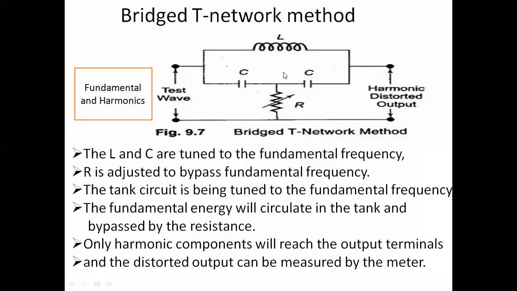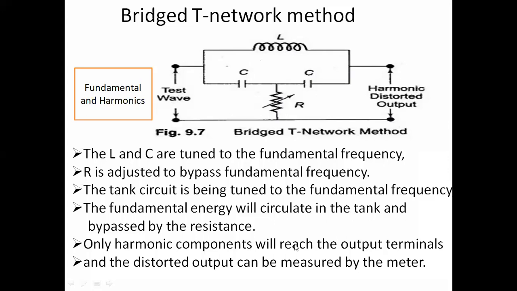So we are making adjustment of the L and C values in such a way that the fundamental frequency is matched with these L and C values, the resonance frequency. So that resonance frequency is bypassing through the resistance R. So the remaining frequency components will pass through the output terminals.